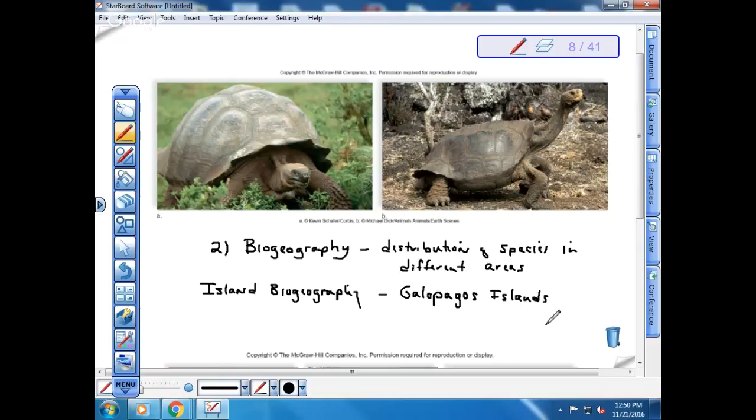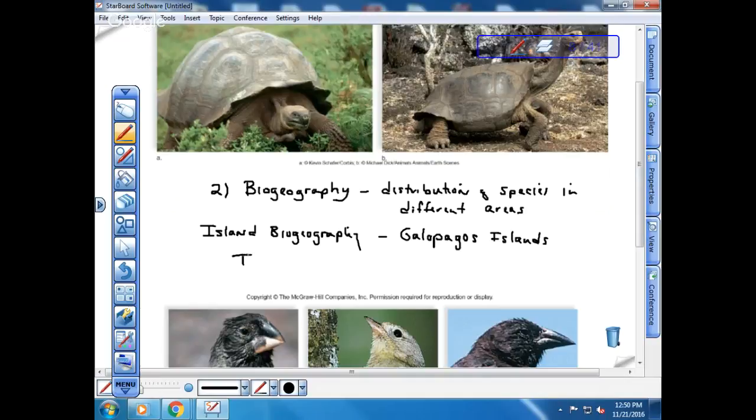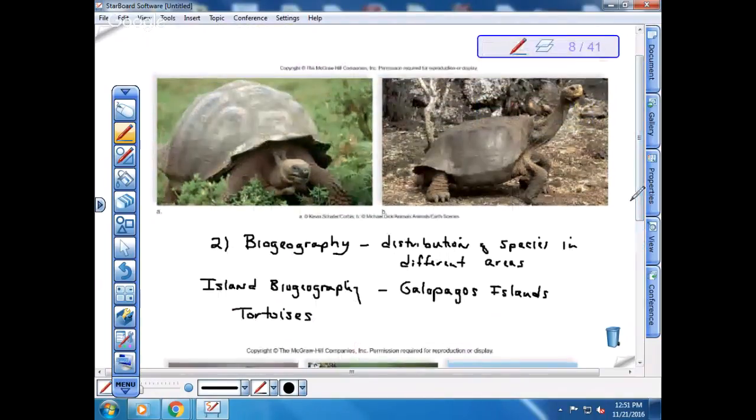And so when he looked at the distribution of different species, one of the things that he emphasized was the tortoises. So if we look at these two different tortoises, these occur in different islands and in different habitats. So if we look at this tortoise, it has a dome-shaped shell, which means that if it were to raise its head up, his head would hit his shell, and he wouldn't be able to stand up and feed upon vegetation that was very high.